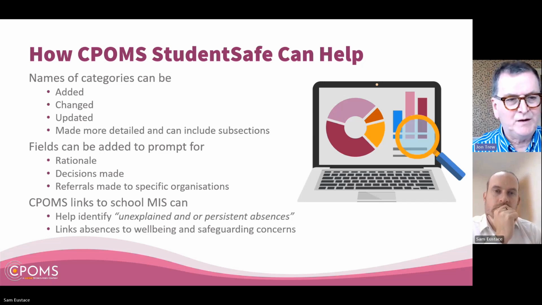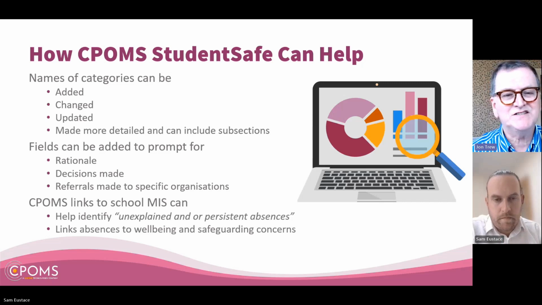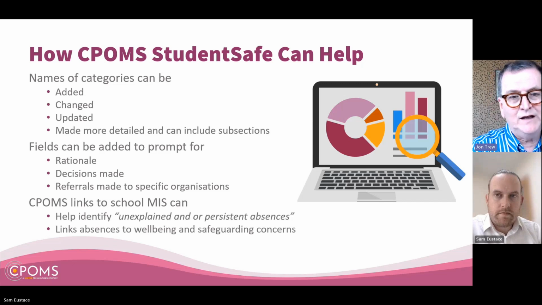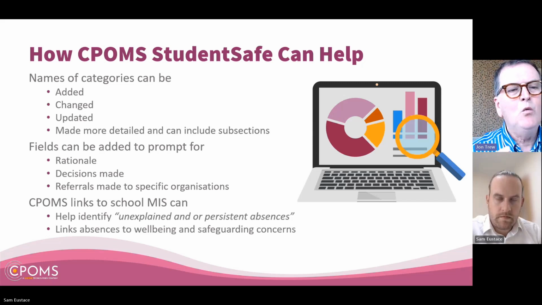One of the great things about the integration that CPOMS has with schools' MIS is that it can help identify what those unexplained and persistent absences are, and what the links are to safeguarding or welfare concerns. Were the absences following a bullying incident? Were they following a neglect incident? Were they following a disclosure of abuse? What is going on?